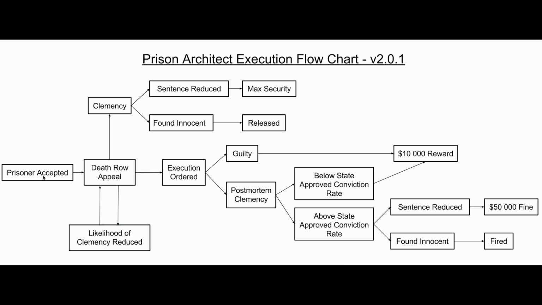If we go back and we accept another prisoner, go through the death row appeal process, we bounce back and forth, but during one of these appeals, our prisoner is granted clemency, then something else happens. So if he was granted a reduced sentence, he becomes a max security prisoner, which is why we need a place for max security prisoners in our prison in order to accept a death row inmate. Or he could be found innocent and then just released. Yeah, that's the whole process summed up in this nice little flowchart that I made.